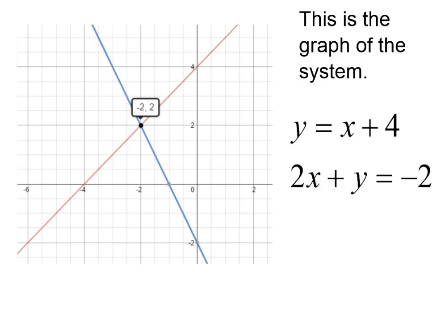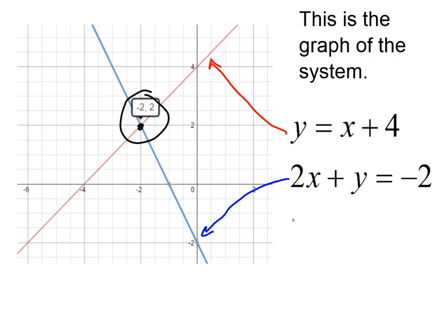Here are the two equations graphed. The y equals x plus 4 is the red graph, and the 2x plus y equals negative 2 is the blue graph. Notice that there is a spot where the graphs intersect. This coordinate is an x and a y that works perfectly for both equations.